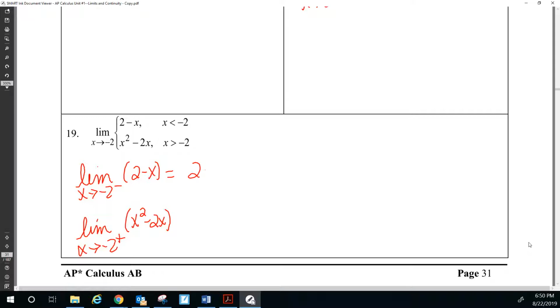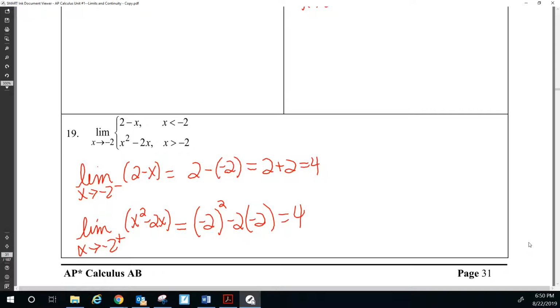So here I've got 2 minus a negative 2, 2 plus 2, which is 4. The bottom one, I've got negative 2 squared minus 2 times negative 2. Negative 2 squared is 4. Negative 2 times negative 2 is 4. 4 plus 4 would be 8. Again, these guys are not equal to each other, so this limit does not exist.